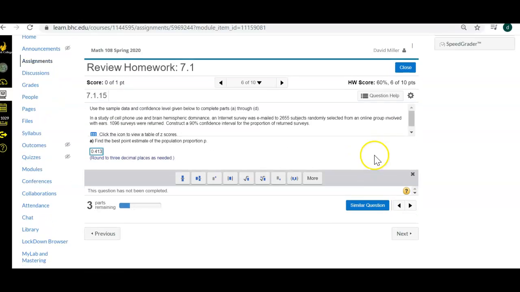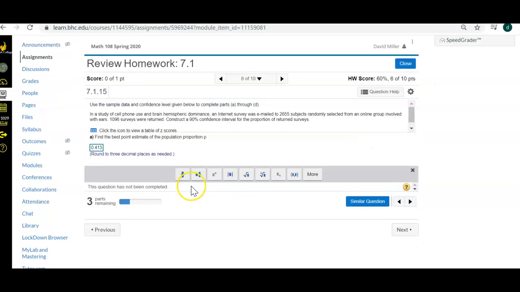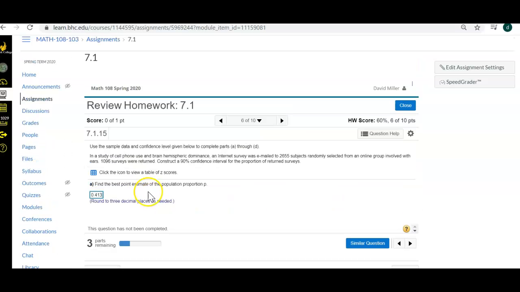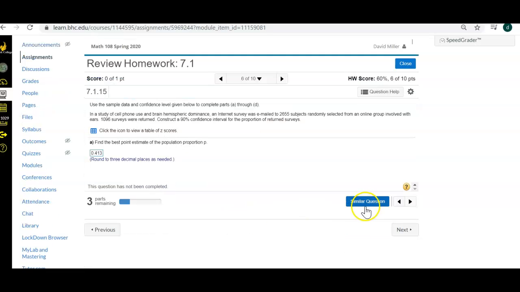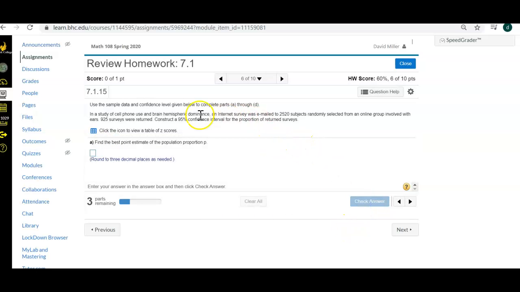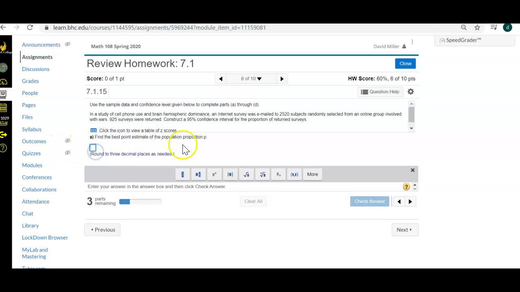Oh, I guess I've already done this part, maybe? I'm not sure what's going on with this. Can I just push enter? It's unhappy with me. Maybe I have to hit similar question.